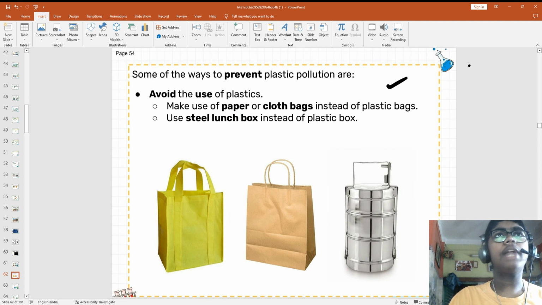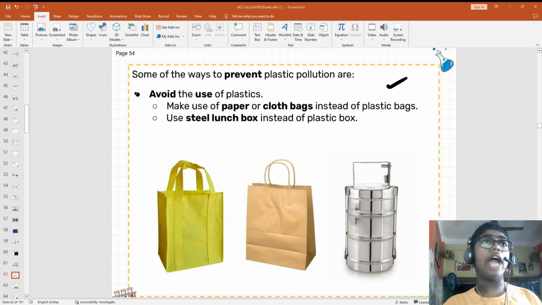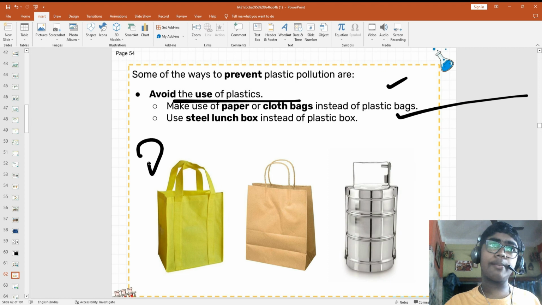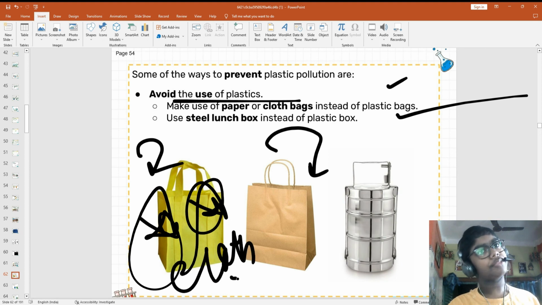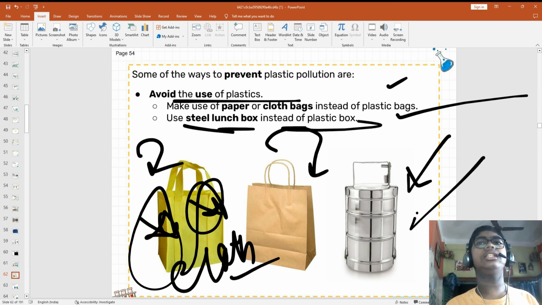So how can we prevent them? Avoid use of plastics. Don't use plastics. Make use of paper bags or cloth bags. I will prefer cloth bags. Take cloth bags from home. Use steel lunch boxes instead of plastic. Use a steel lunch box in school. Don't take a plastic lunch box. Okay.